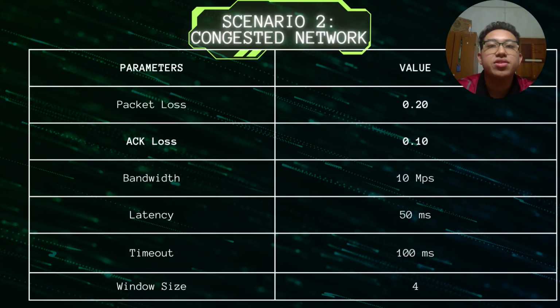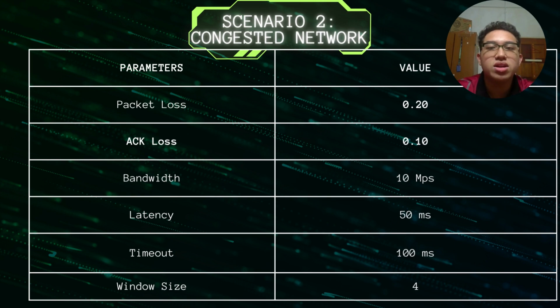The next slide is scenario 2, congested network. In scenario 2, we simulated a congested and unreliable network. We increased the packet loss to 20% and introduced ACK loss at 10%. Bandwidth is reduced to only 10 Mbps and latency is increased to 50 milliseconds.